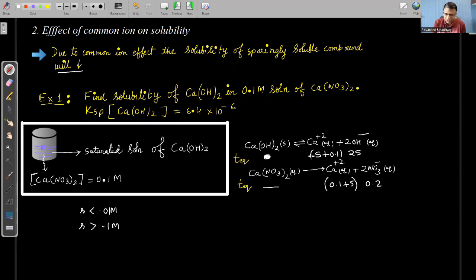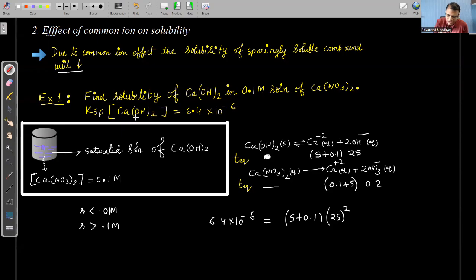And since we are not changing the temperature, nothing is mentioned about temperature, the value of Ksp is not going to change. So we can write that the value of Ksp, 6.4 into 10 to the power minus 6, is equal to S plus 0.1, which is the concentration of calcium 2 plus ion, and the concentration of OH minus ion is 2S, whole square.